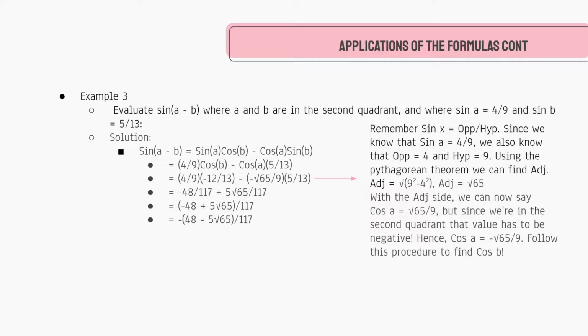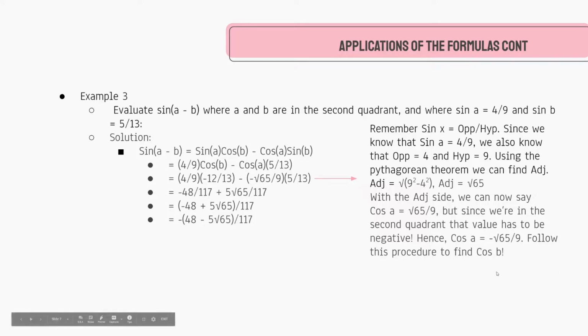Now, since we know the adjacent side, we can write what the trigonometric ratio equals. So cos of A is equal to the adjacent side, which is square root of 65, divided by the hypotenuse, which is 9. Therefore, cos of A is equal to the square root of 65 over 9. However, it is extremely important that you notice this. In our question, it said that we're in quadrant 2. Using the CAST rule, we know that sine of theta will be positive, but cosine of theta will always be negative. Hence, we have to add a negative to this value for it to hold true in the second quadrant.